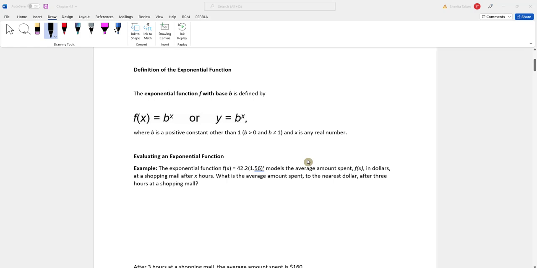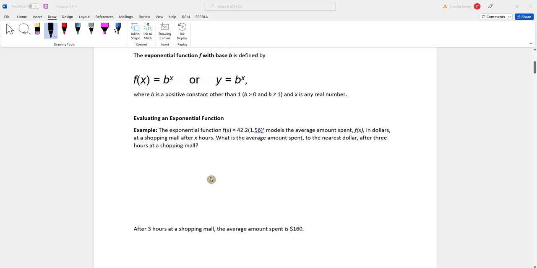So the definition of an exponential function is defined by f of x is equal to b raised to the x power, or y is equal to b raised to the x power. B is a positive constant other than 1, so that means b is greater than 0 and not equal to 1, and x is any real number. So let's talk about how to evaluate an exponential function.